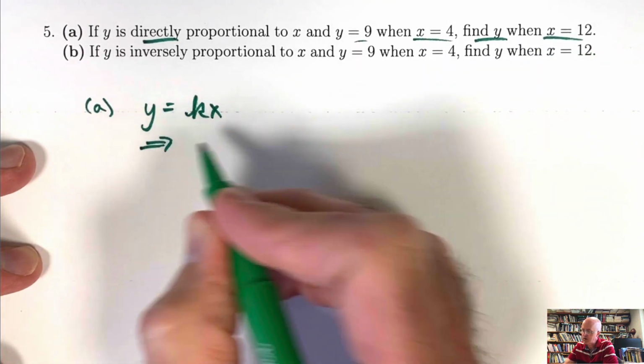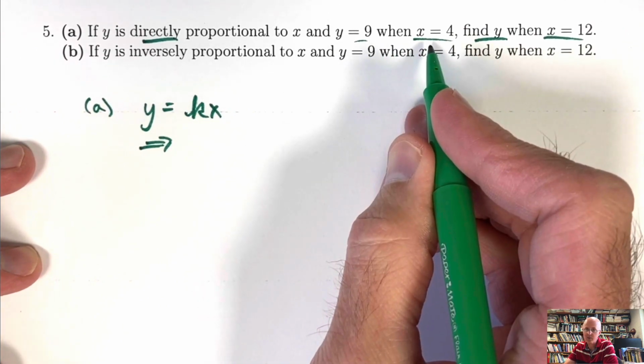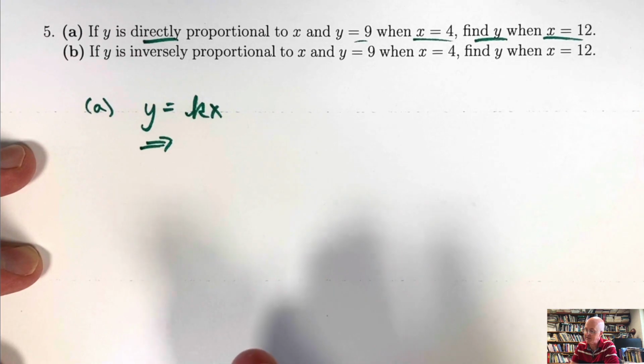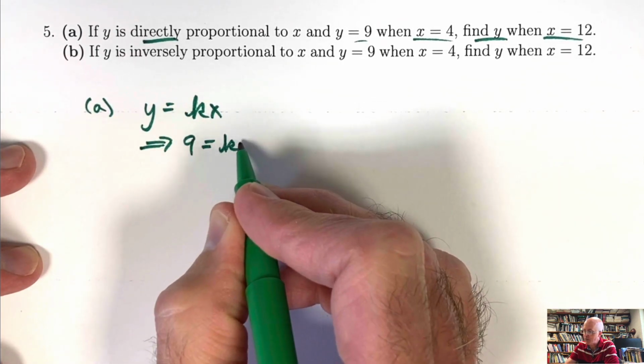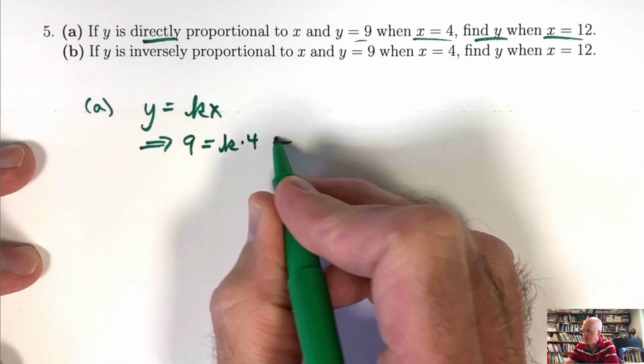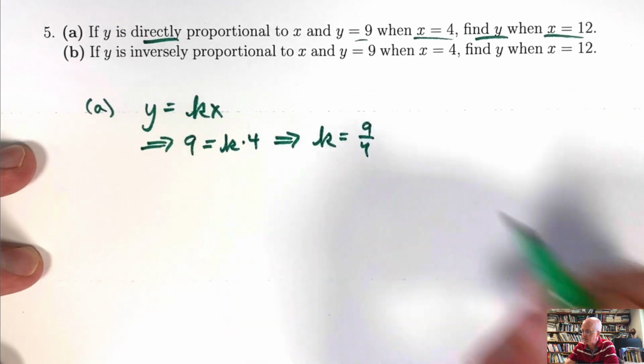All right, so we got these two data points. Y is 9 when x equals 4. In other words, the point (4, 9) would be on the graph of this. Replace y with 9 and x with 4. This allows you to solve for k. K is going to be 9/4.